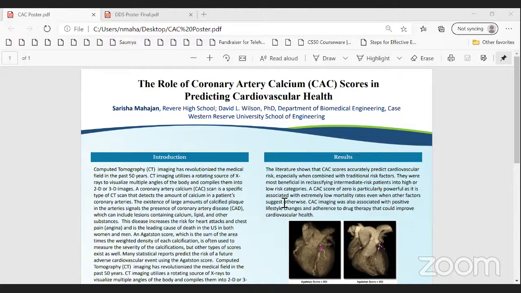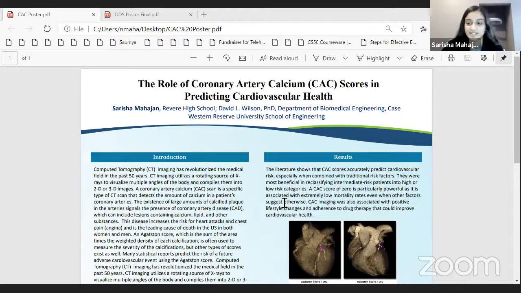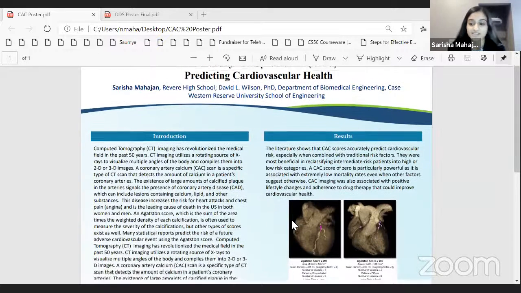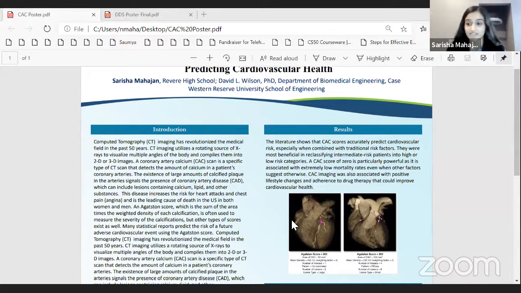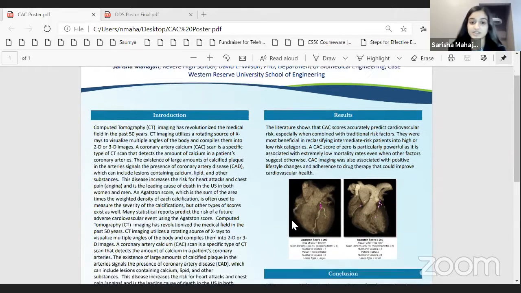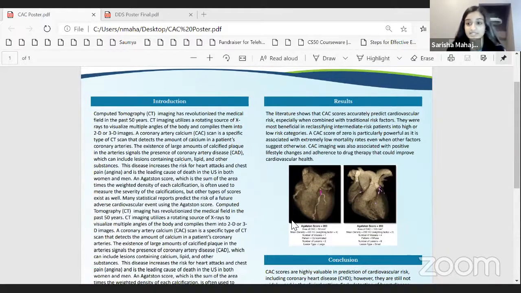Okay. Hello, everyone. My name is Surisha Mahajan, and I'm a senior at Revere High School. Today, I'll be presenting research that I conducted in the Wilson Lab of Biomedical Engineering at Case Western regarding coronary artery calcium scans. So we all know that cardiovascular disease is the #1 cause of death around the world, but a coronary artery calcium scan, or a CAC scan, is one test that can greatly improve risk prediction with a simple CT scan that detects large amounts of calcified plaque in the arteries.